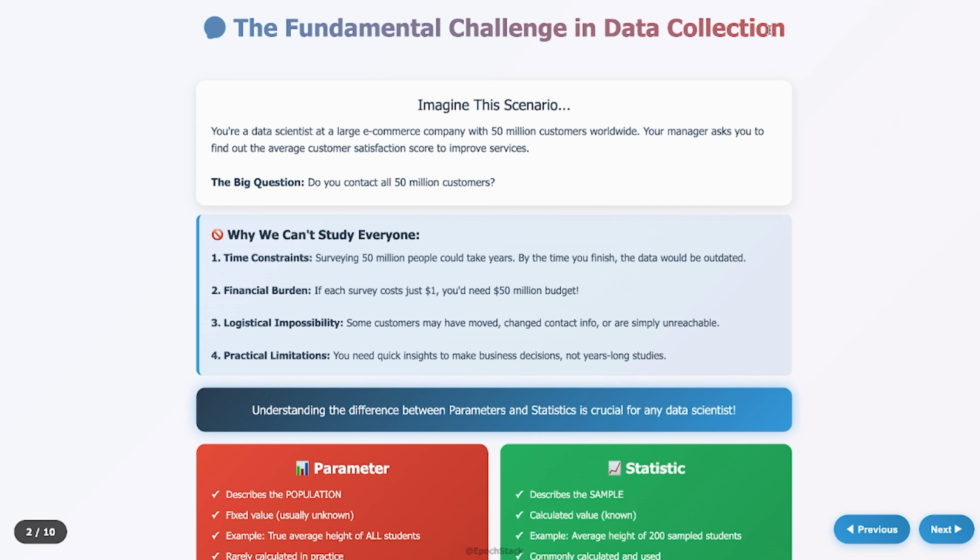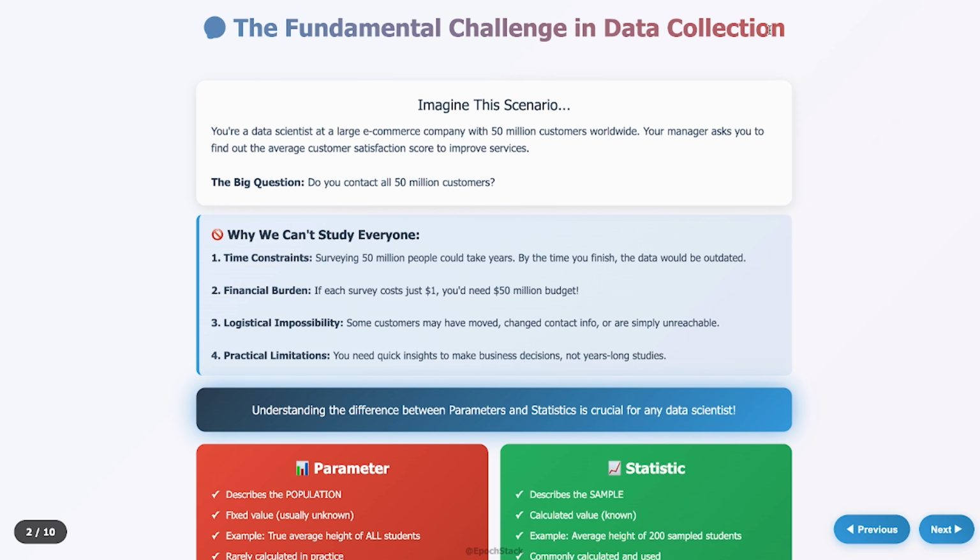And the fourth point is practical limitations. For example, your manager asks you to collect the data quickly because they have to make smart business decisions, but in your case it will take a long time. So that is a practical limitation. That's why you cannot contact all 50 million customers.